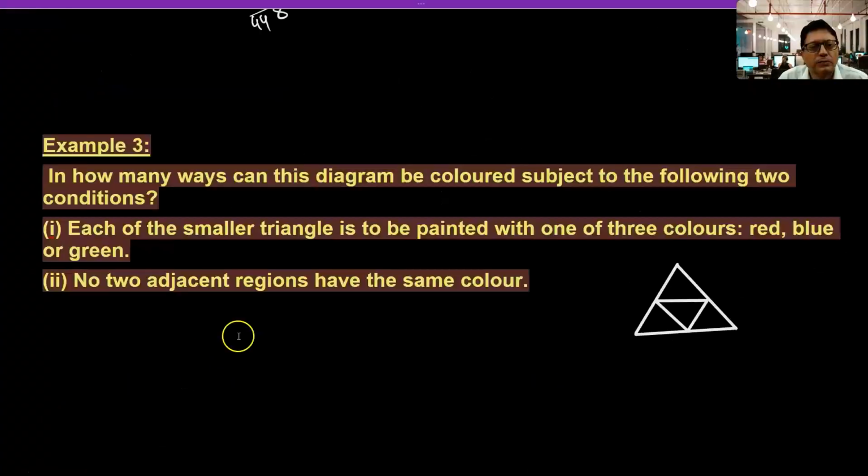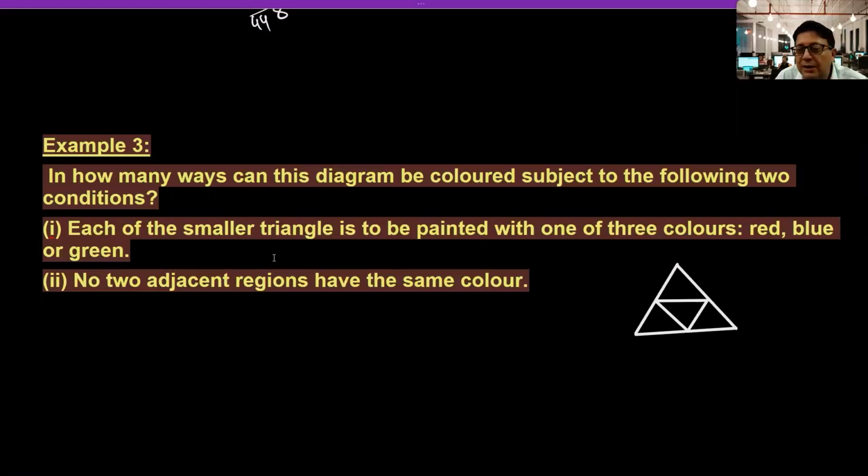How many ways can this diagram be colored subject to the following two conditions? These are not two problems. These are two conditions given, and your problem is coloring. Each of the smaller triangles is to be painted with one of the colors red, blue or green, and no two adjacent regions have the same color.